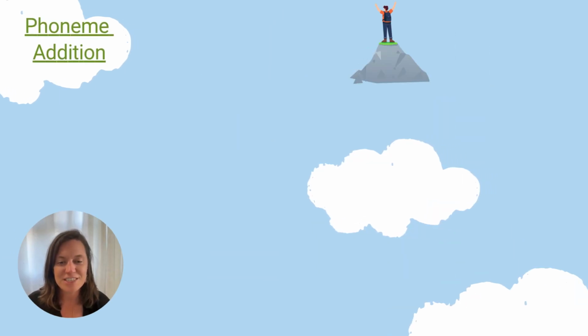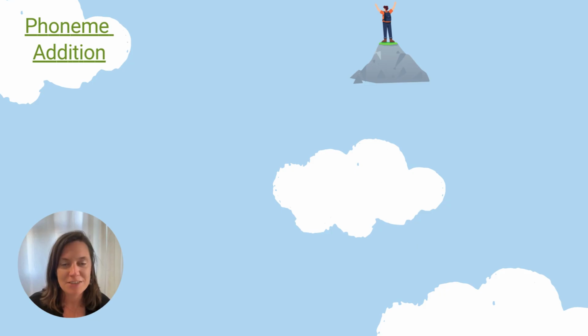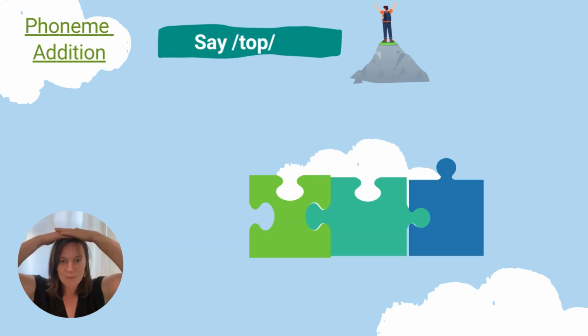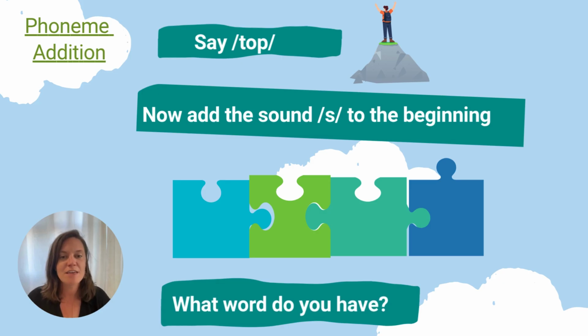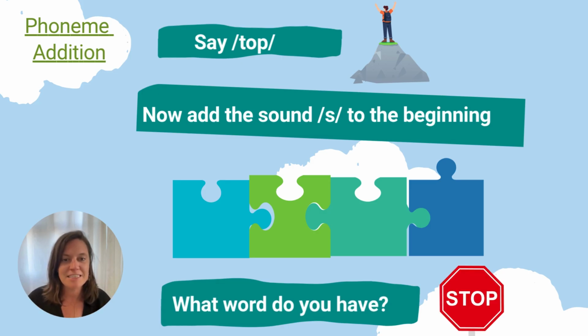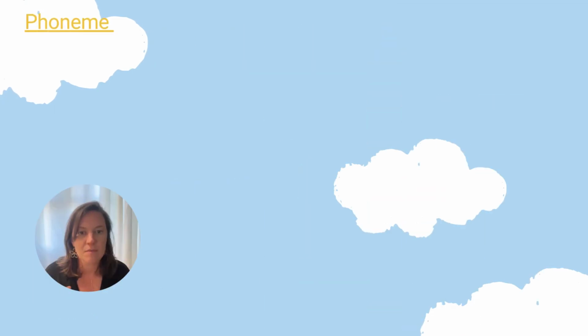Now, here's where it starts to get challenging. And I always tell my students they've made it to the next level. So say the word top. Now add the sound s to the beginning. What word do you have? Stop. This could be presented as say the word top. Now add the sound s. What word do you have? Stop. What word? Stop. Now I've really helped them listen carefully and remember the first word that we said and add the new sound to that by holding on to those sounds and bringing it together.